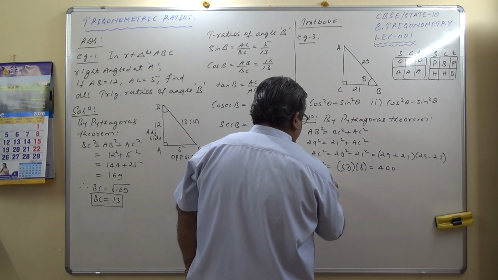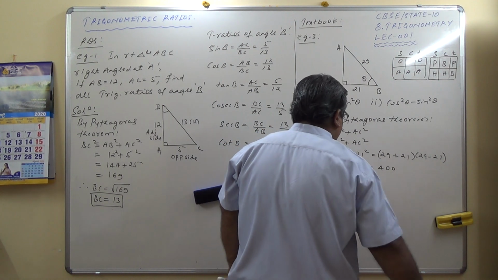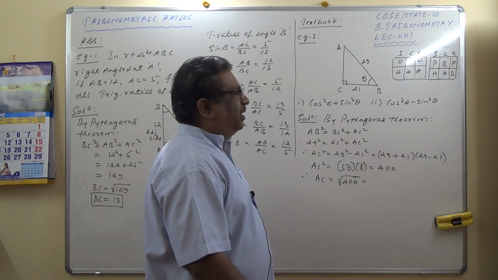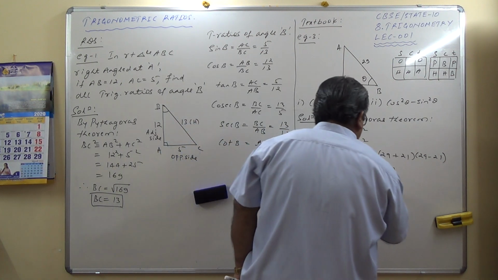And therefore AC equals under root of 400. How do you find it? Under root of 400, 4 into 100. 4 comes out as 2, 100 comes out as 10. So 400 is nothing but 20.